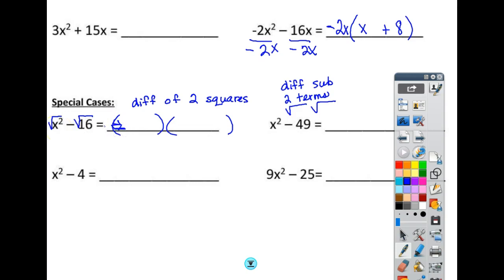X. Uh-oh, there goes my ID badge messing it up. Okay, so what's the square root of 16? So you put x and x, and you put a plus 4 and a minus 4. Okay?